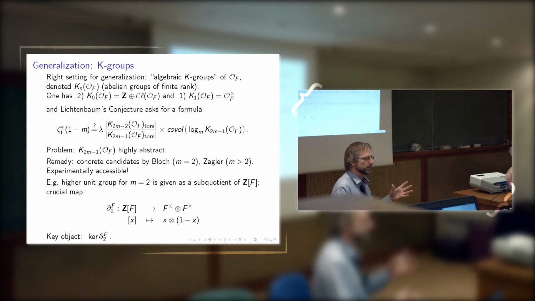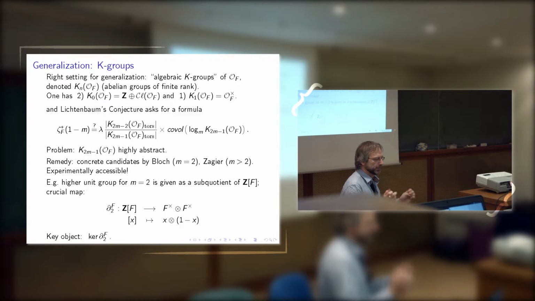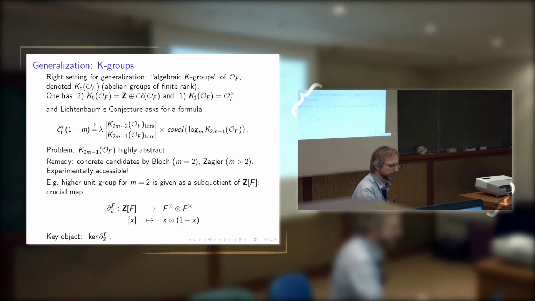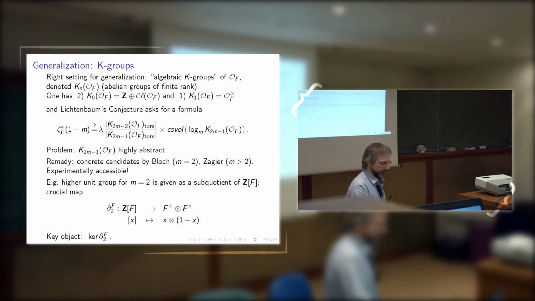And the crucial thing that needs interpretation is the one on the right-hand side, the co-volume of the higher logarithm on higher units. And for the higher units, that would be K_{2m-1}, the odd-indexed K group, whatever that is. The problem with that is, of course, that the definition of a K group is pretty abstract, and especially the higher ones are very hard to take in.